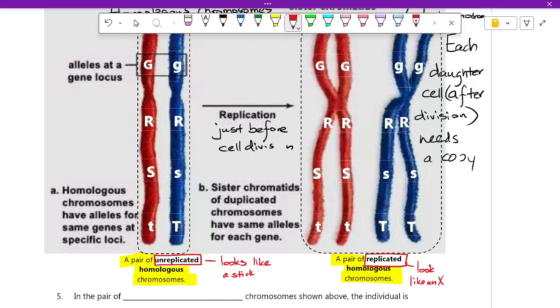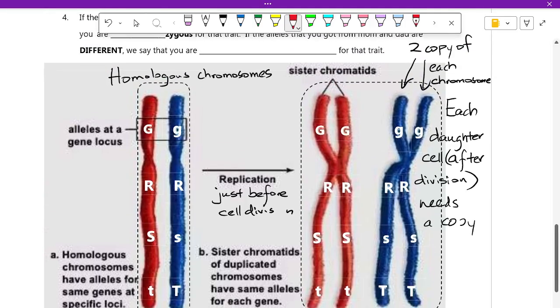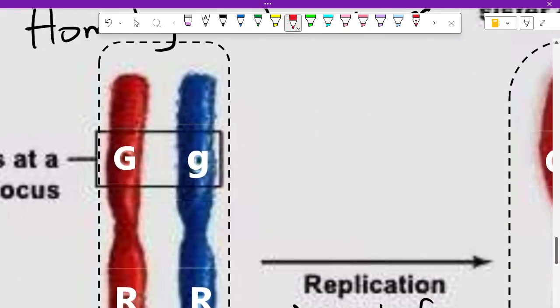You'll notice that the homologous pair sometimes has different alleles.